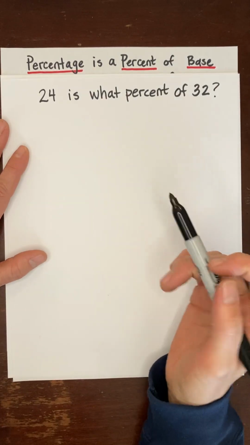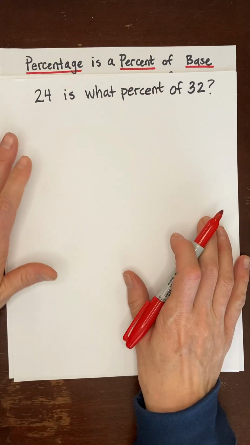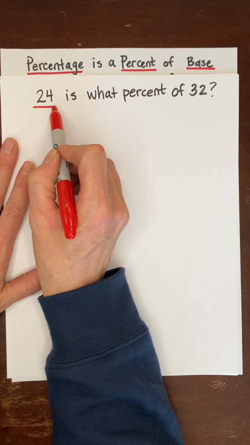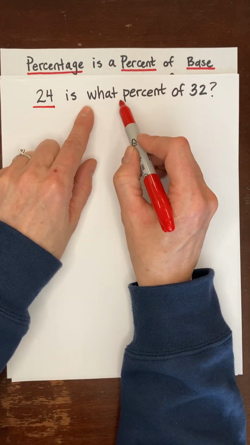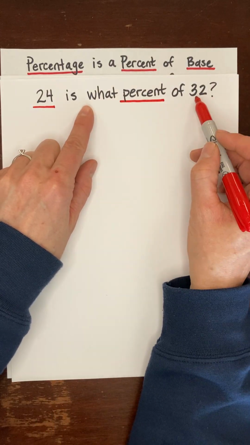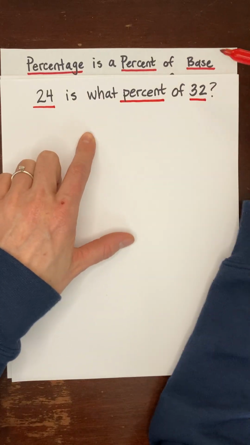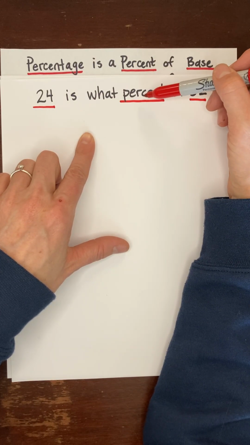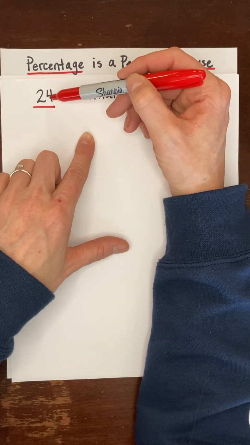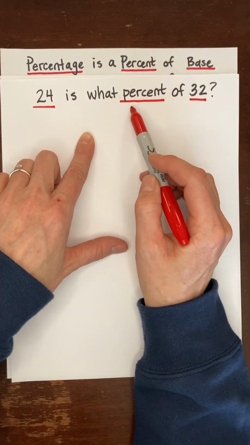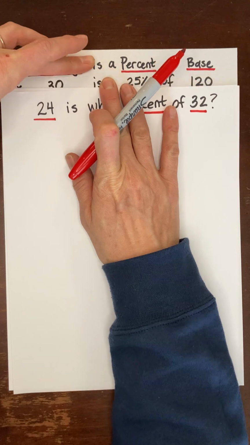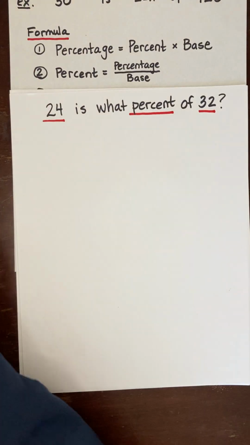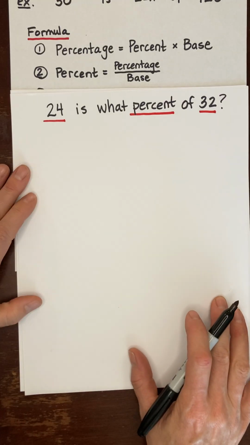For our next example, we have 24 is what percent of 32. Let's underline the key parts of our sentence. I have a number here, 24. It says is what percent, and then of 32. If I match it up to my sentence, I have the base, which is 32. The percent is missing, and I have the percentage. So this percent is what I need to find. I'm going to look again at my formula. My formula for percent says I need to divide the percentage by the base.